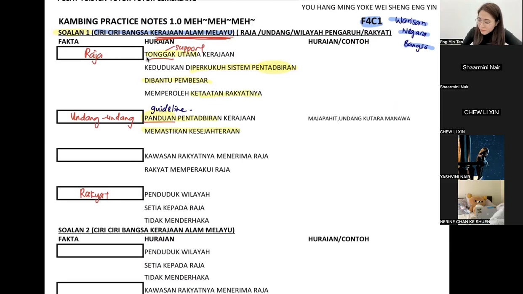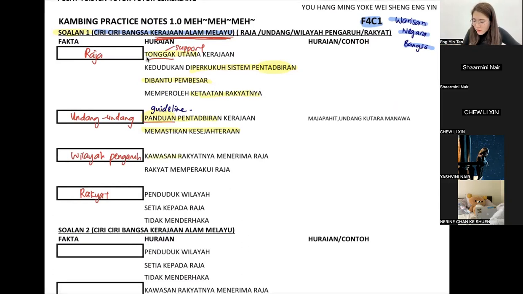And the last one here, kawasan. The moment you see kawasan, guys, you know lah. This is wilayah. Wilayah is a location. And pengaruh. Pengaruh means influence. So this is a location that the citizens are being influenced by the king, by the leader. Means they listen to the king and the leader. Okay?